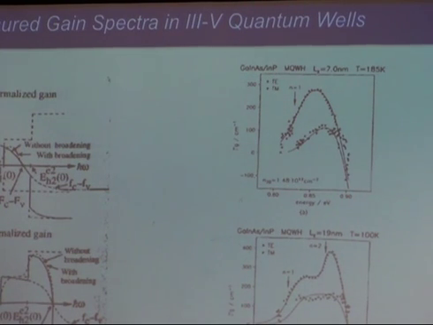2 times 10 to the power 12 per centimeter square, electrons and holes in the quantum well, the sheet density. It's of the order of the charge you have in HEMT 2D channels. It's of the same order.